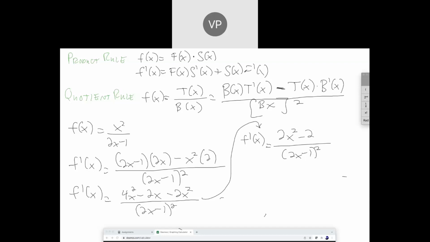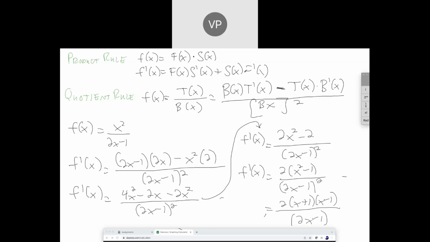Okay, and keep factoring is the key here. Combine and factor. I can pull out a 2. I get an x squared minus 1. And on the top, that does become x plus 1, x minus 1.